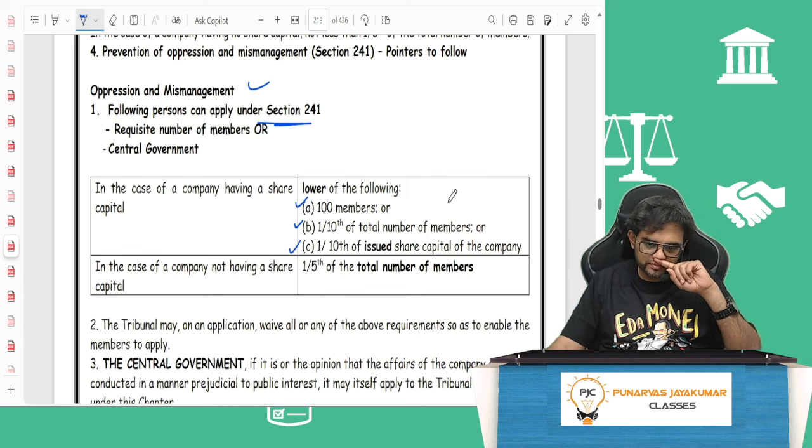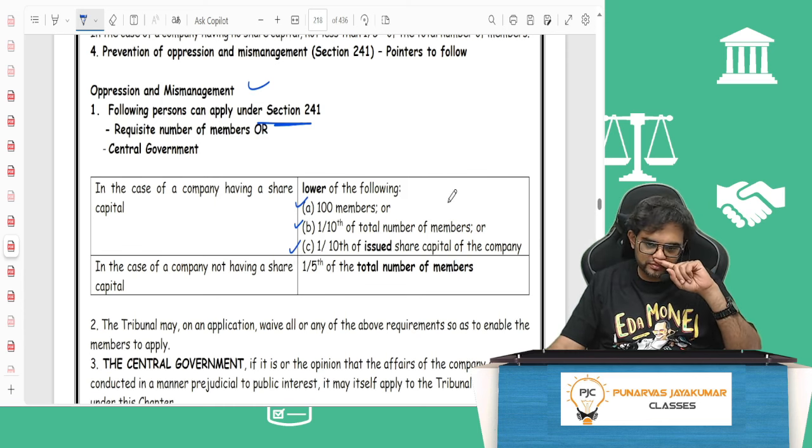In case of oppression and mismanagement, how many members can apply? Not less than 100 members? No. Not less than 1/10 of total number of members? No. Whichever is higher? No. This is correct: not less than 100 members or not less than 1/10 of the total number of members, whichever is less. 50 members.